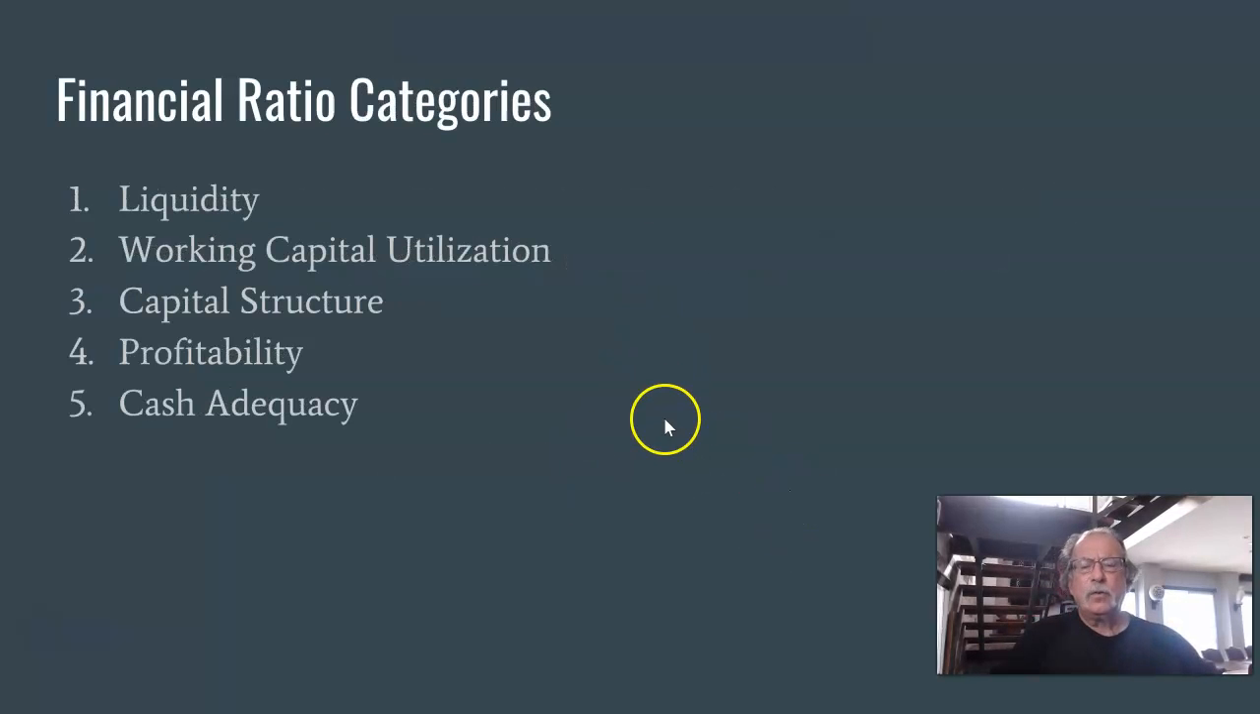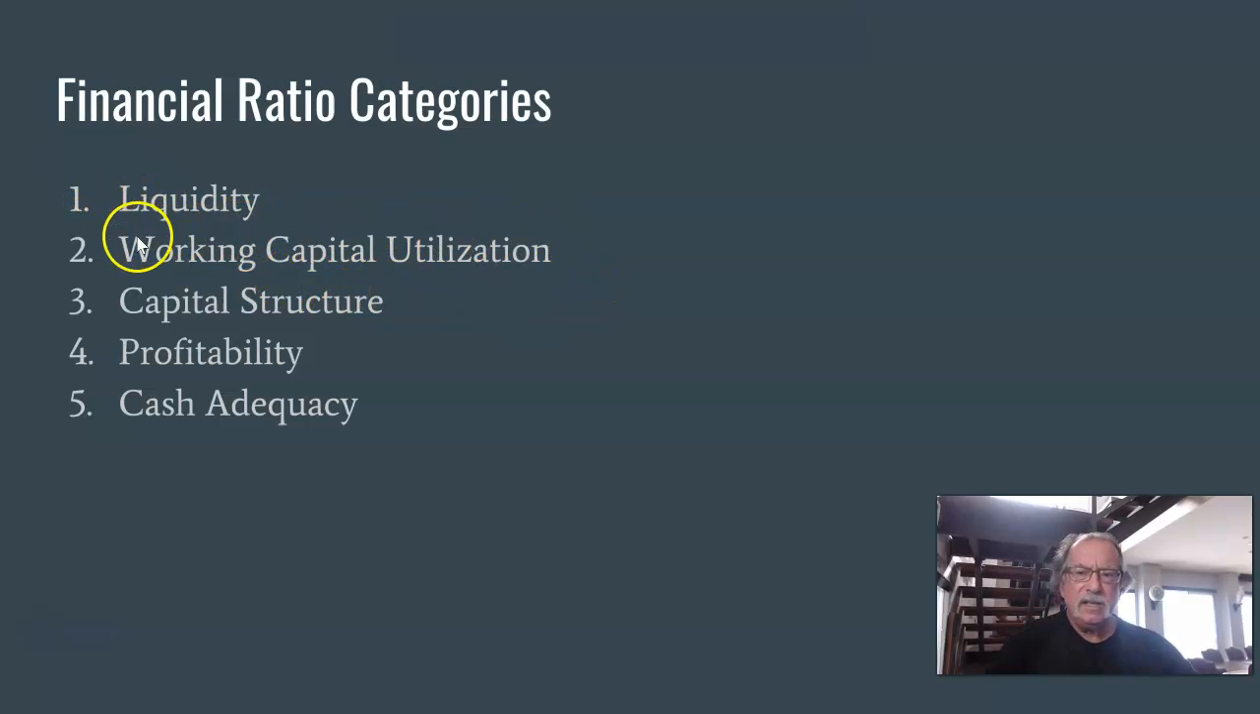So the 5 categories are liquidity, how much cash. Liquidity means how much cash does the company have, how quickly can they get cash. If they're illiquid, it may mean they're a good solid company, but they don't have any cash in the bank, and that can kill a company.